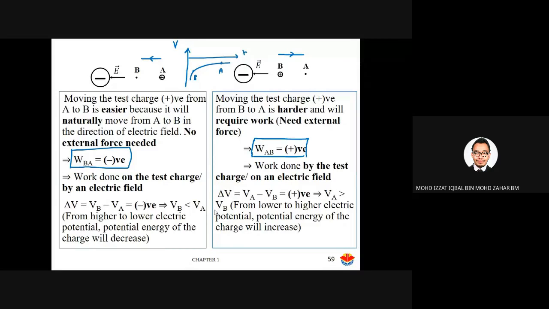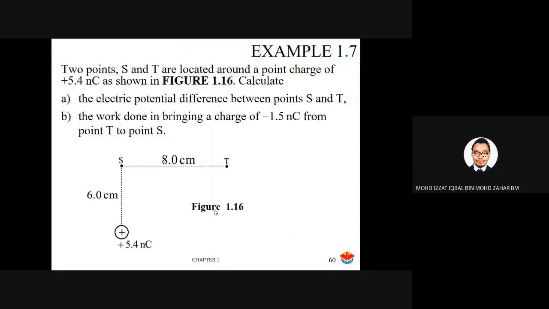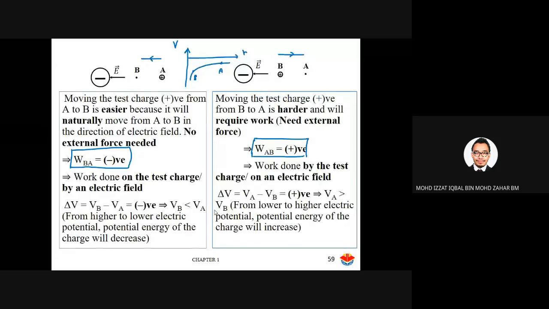But remember, this example and previous example, actually they show you about positive test charge. Ada tak ada contoh kalau negatif? Anyway, kalau negatif dia terbalik lah. Tapi the main concept is like that. If I want to bring equal charges further away, the work done is by the system. If I want to bring equal charges closer together, that means you have to apply some work.